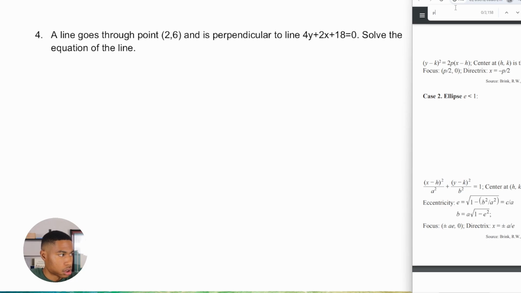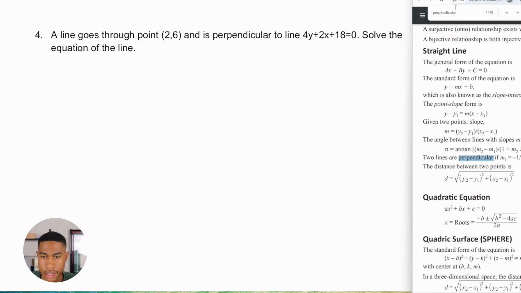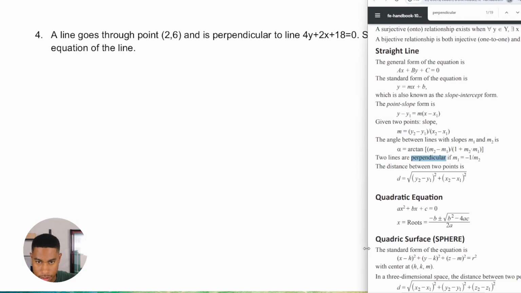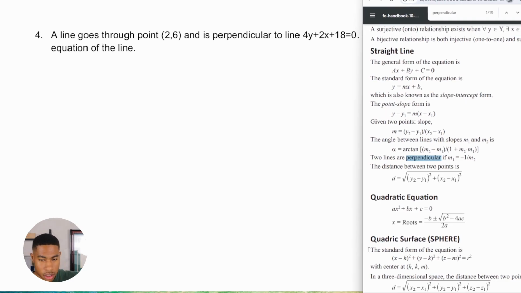We do a search in the handbook for perpendicular. It lets us know that two lines are perpendicular if the slope m1 is equal to the negative 1 over m2. So that means that for lines that are perpendicular, for the first slope, you need to get the negative inverse of that slope in order for those lines to be perpendicular. So let's dive into it.